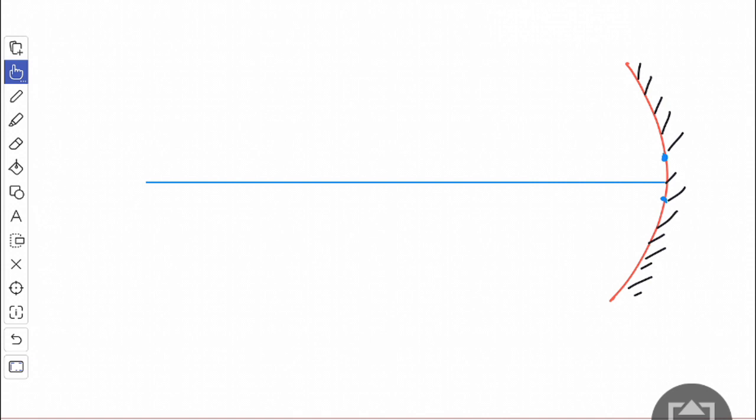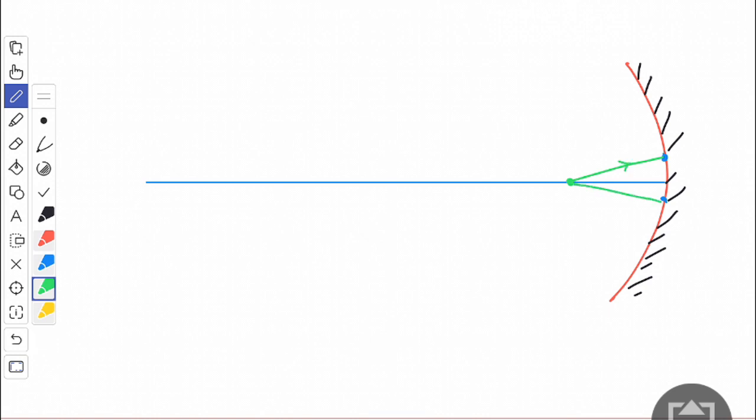Now the question is: let's say we take an object and keep it at different places. I'll take this object, let's say this is a green colored dot, and from here two rays are going and they're touching this. So I'm taking two rays, one ray and a second ray. Right?